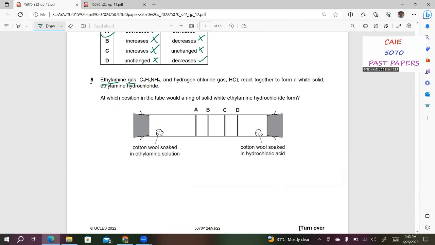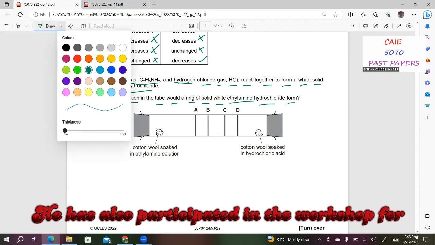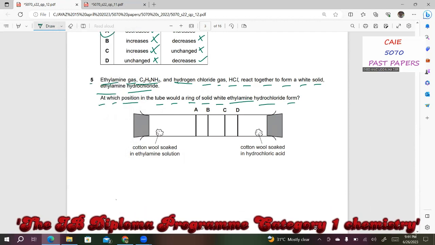Ethylamine gas, C2H5NH2, and hydrogen chloride gas, HCl, react together to form a white solid, ethylamine hydrochloride. At which position in the tube would a ring of solid white ethylamine hydrochloride form? So we have C2H5NH2 and HCl. I am going to calculate the Mr of both of these, so we can easily compare the movement of these gases along this tube.